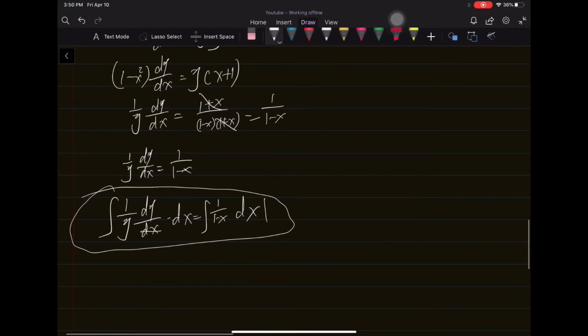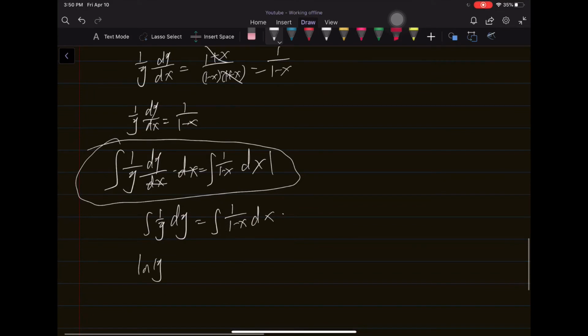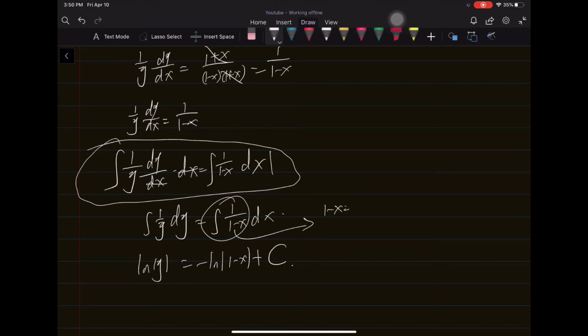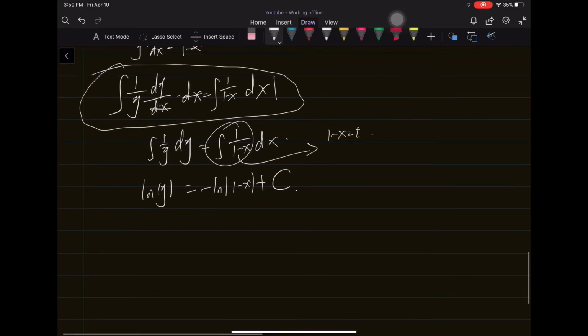Then dx will cancel out. It will be this. Dx. Okay. Then it's simple. Equals plus c. Remember, always plus c. And if you don't know how to integrate this, use substitution, equals t. I won't show the working process here.